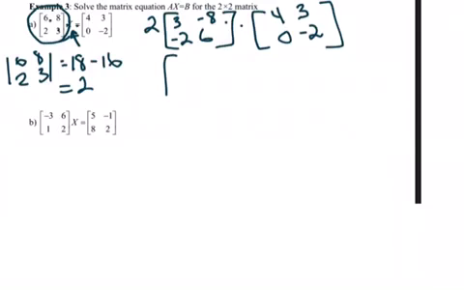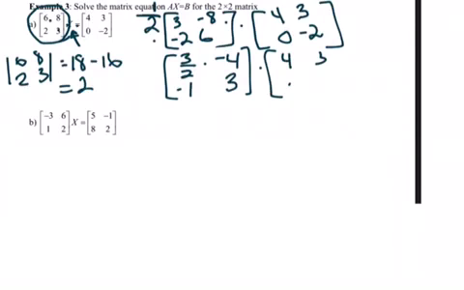Okay, so if I carry that 2 through to the first matrix, I've got 6, negative 16. Oops, that should be 1 over 2, excuse me. Okay, so I have the 1 over the determinant, so I have 3 halves, negative 4, negative 1, and 1/2 times 6 is 3. I'm going to multiply that by 4, 3, 0, negative 2.